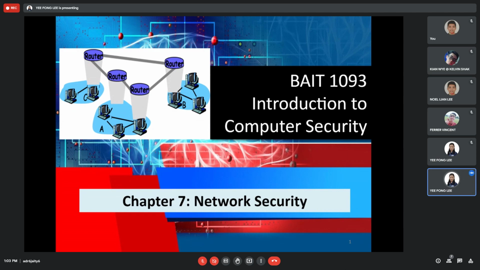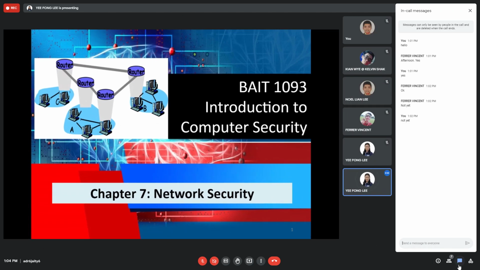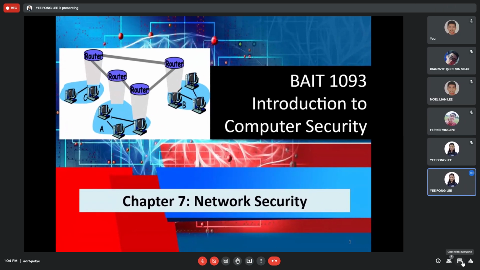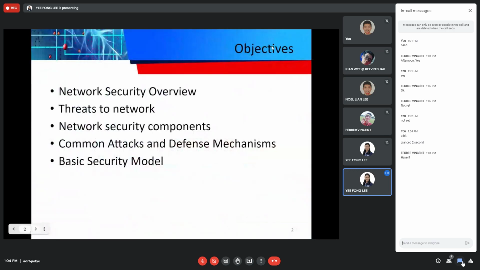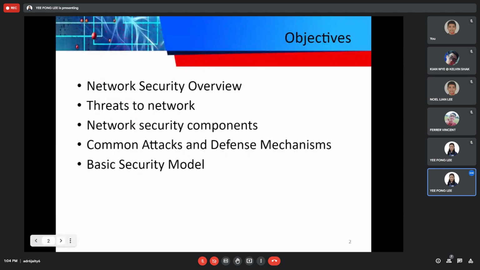Have you glanced at this chapter? We can try to look at those topics. Objectives: network security overview, threats, security components, common attack defense mechanisms. The fourth bullet is what we focus on. And the last one, basic security model.